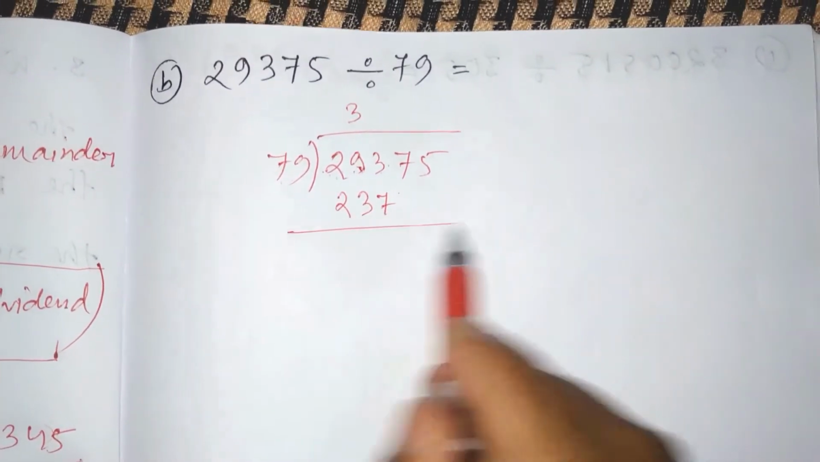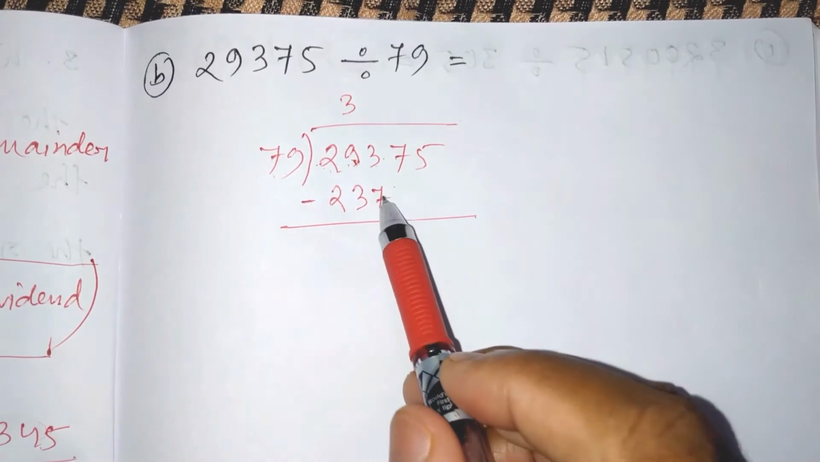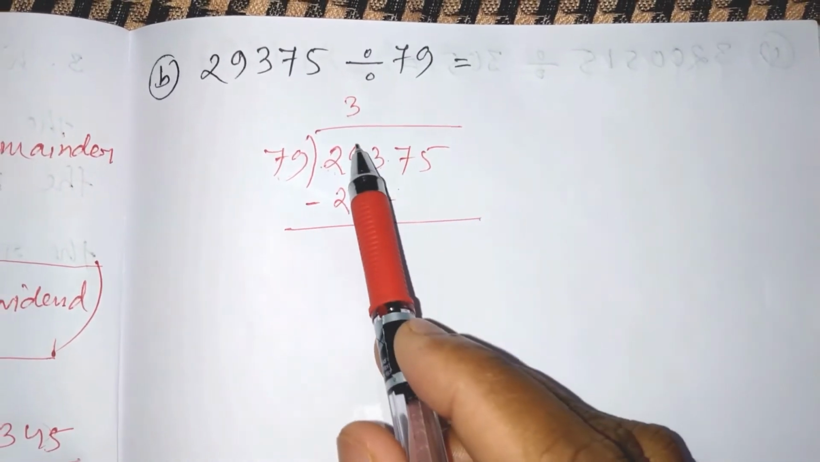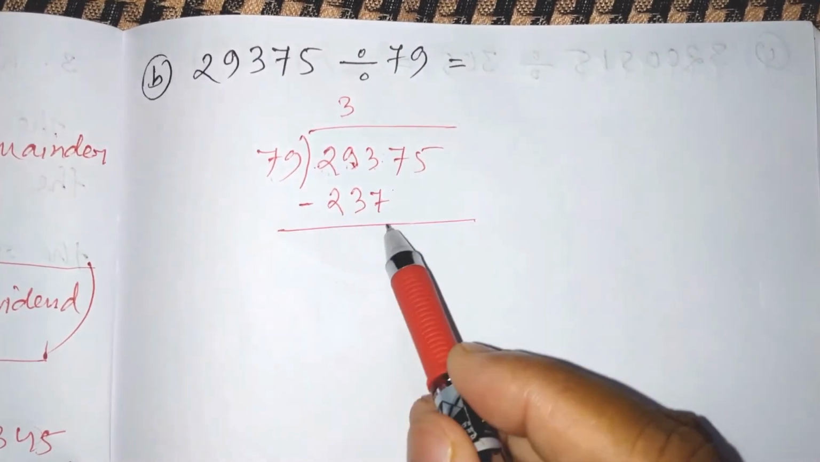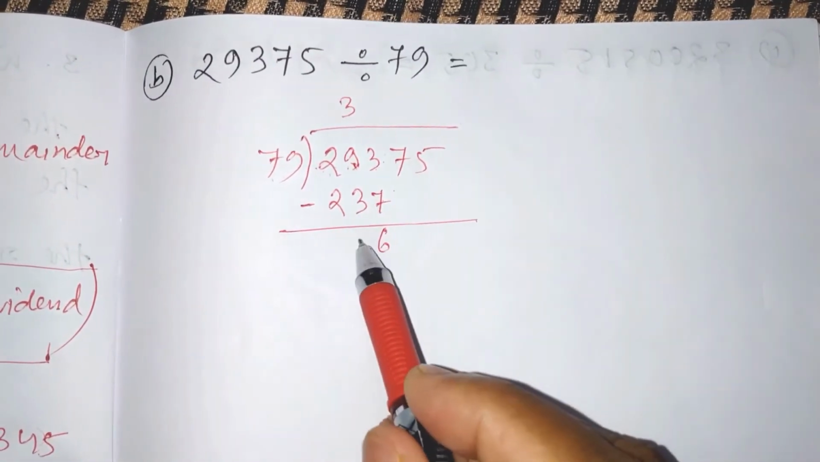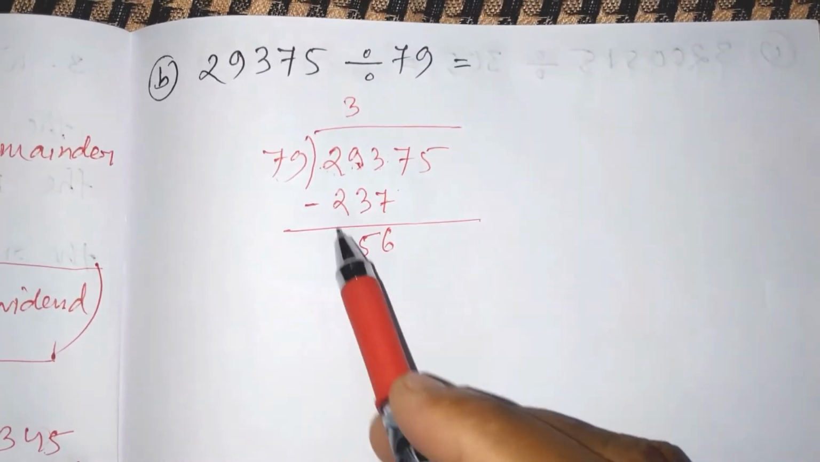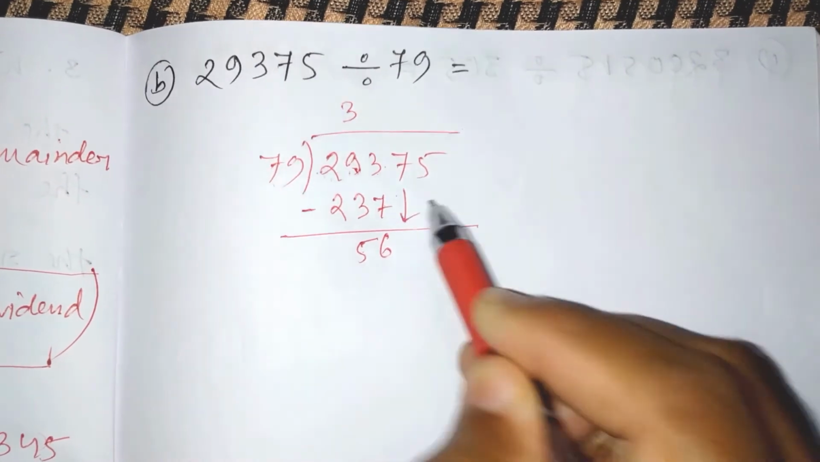So now you need to subtract. We cannot subtract 7 from 3. You need to borrow 1 from this 9, it will become 13. 13 minus 7 is 6. This becomes 8. 8 minus 3 is 5. Then 2 minus 2 is 0, no need to write it. Then you have 56, and you will take this 7.